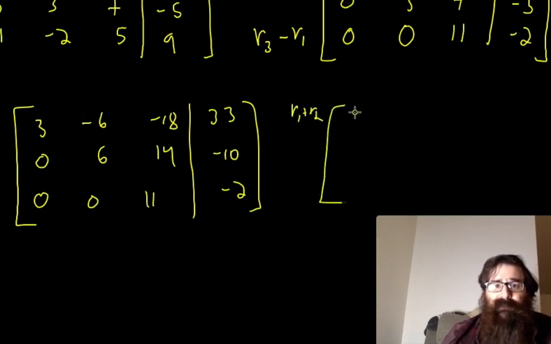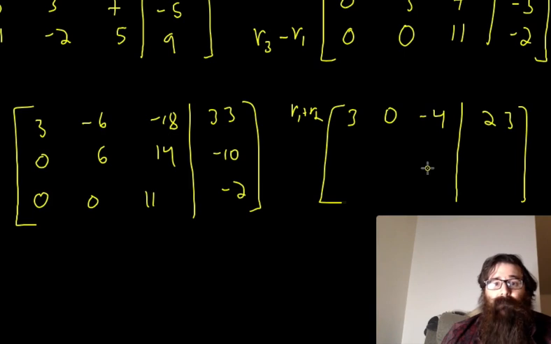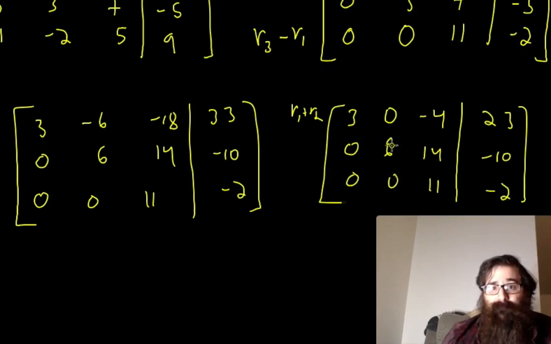So we'll say 3 plus 0 gives me 3. Negative 6 plus 6 gives me that 0 that I wanted. Negative 18 plus 14 gives me negative 4. And then augmented with 33 plus negative 10 is going to give me 23. And then I can rewrite row 2, so that was 0, 6, 14, augmented with minus 10, and I can rewrite row 3, 0, 0, 11, augmented with minus 2.